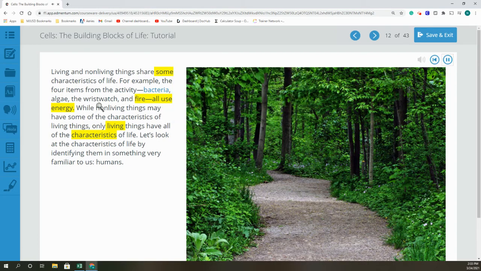Algae, the wristwatch, and fire all use energy. While non-living things may have some of the characteristics of living things, only living things have all of the characteristics of life. Let's look at the characteristics of life by identifying them in something very familiar to us: humans.